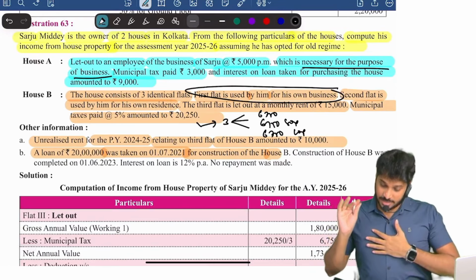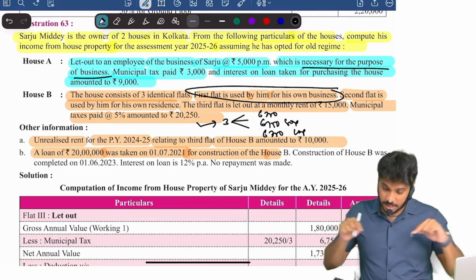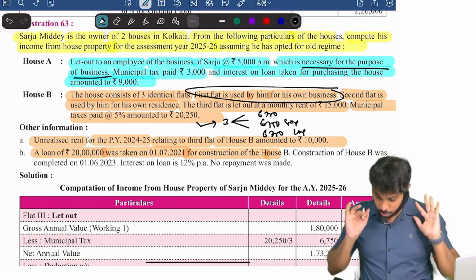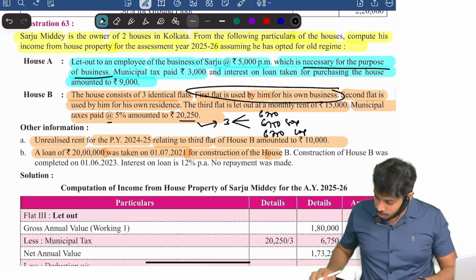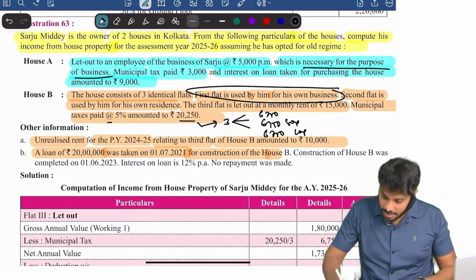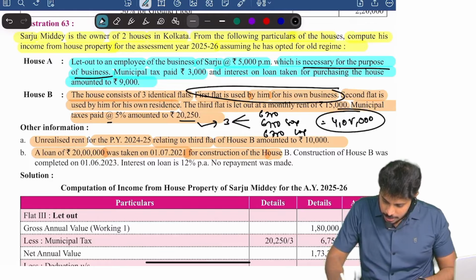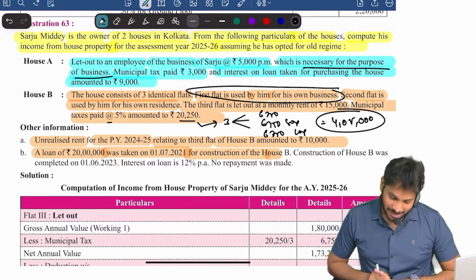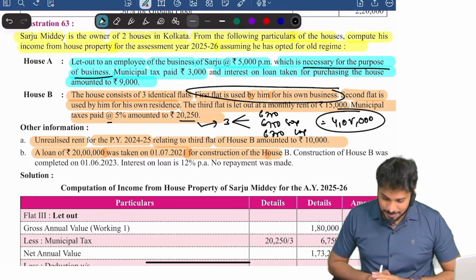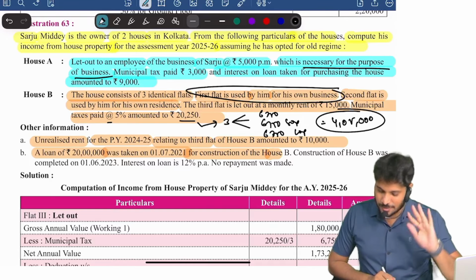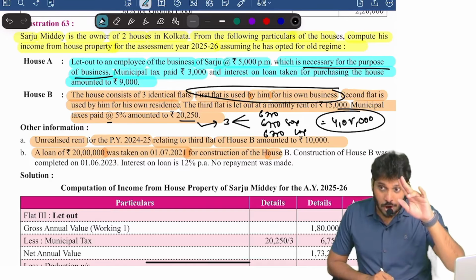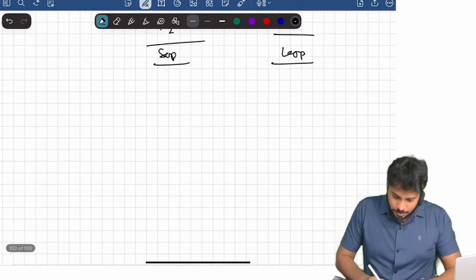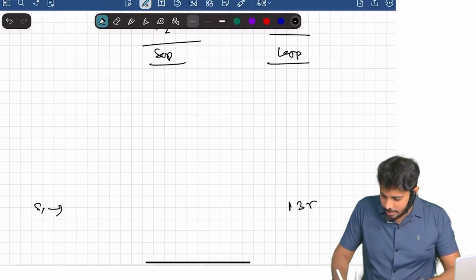Flat 3 is rented at 15,000 per month, and remember here there is no municipal value given. Indirectly, municipal taxes at 5% is 20,250, so divided by 5%, municipal value is how much? 4,05,000. Should I consider this or not is doubtful. Indirectly municipal taxes paid by him, because earlier no fair rent data, indirectly they gave. So 4,05,000 is for the full property. For flat number 3, 1/3 only you should take. Step number 1, 1,35,000.